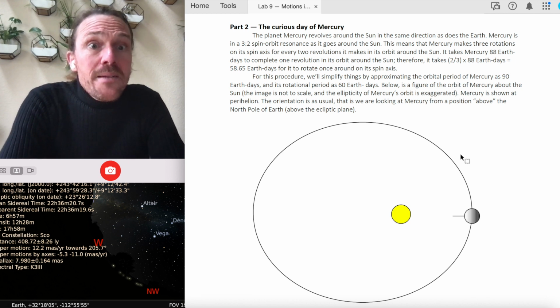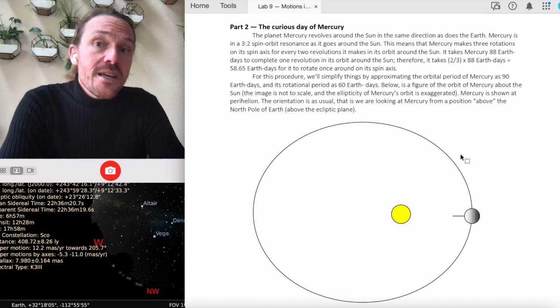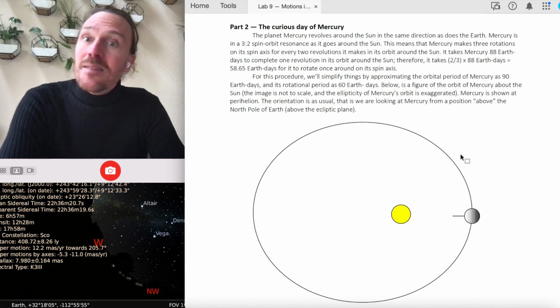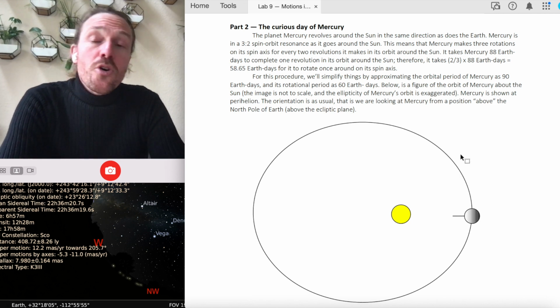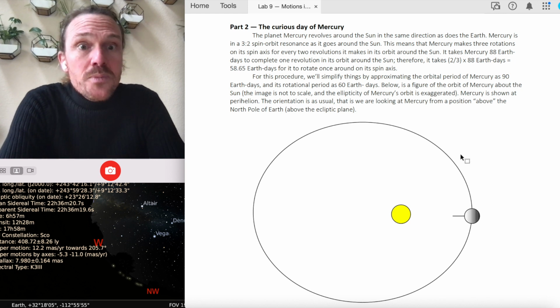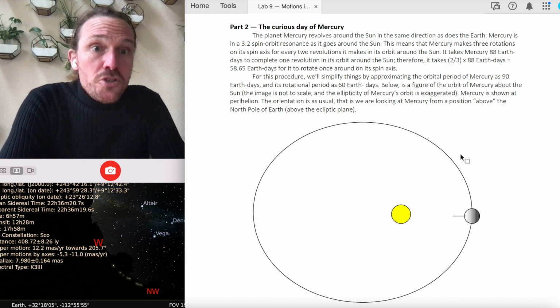Great. All right, so below is a figure of the orbit of Mercury about the sun. The image is not to scale, and the ellipticity of Mercury's orbit is exaggerated, although Mercury does have the most elliptical orbit of any planet in the solar system. Okay, kind of interesting, right? You think maybe the further out planets would, and certainly the dwarf planets have very elliptical orbits, but of the actual major planets, Mercury has the most elliptical by far. Okay, all the others are much closer to circles.